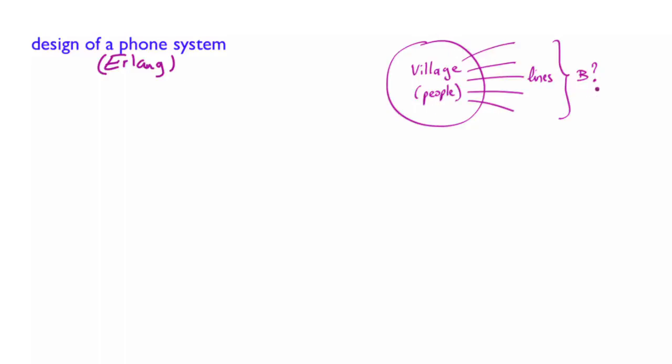So if B is 10 and 15 people want to talk at the same time, then 5 would get a busy signal, and that's probably not what you want as an acceptable level of service. So we would like B to be just large enough so that there is a high probability that no one is going to get a busy signal.